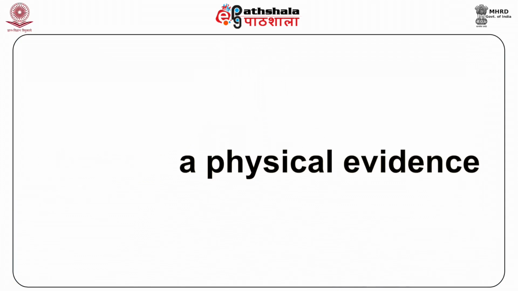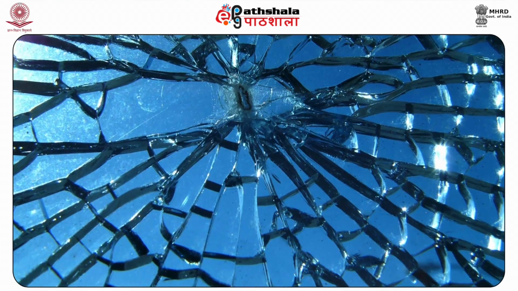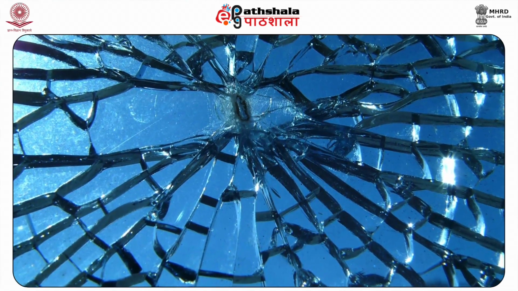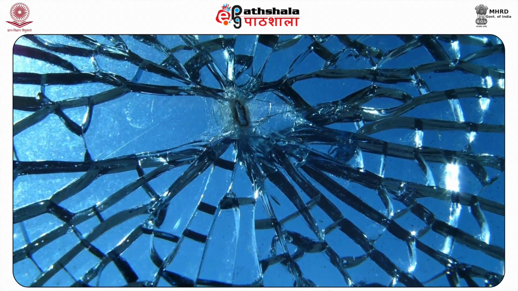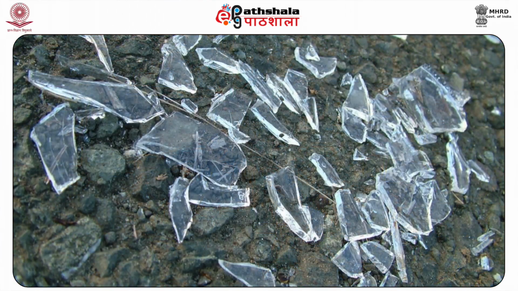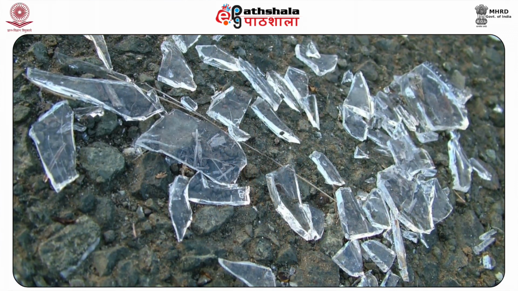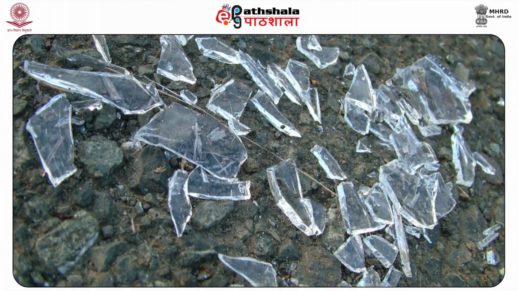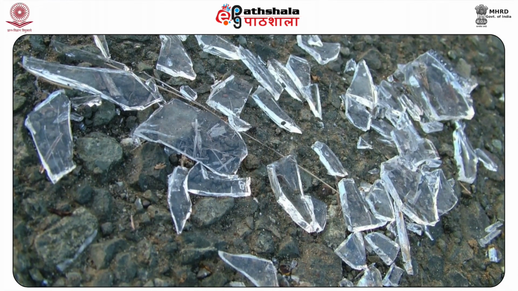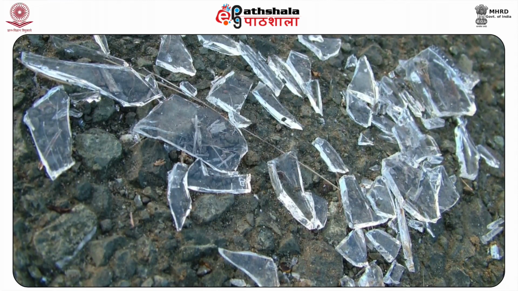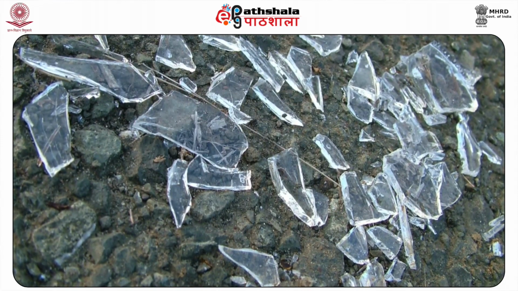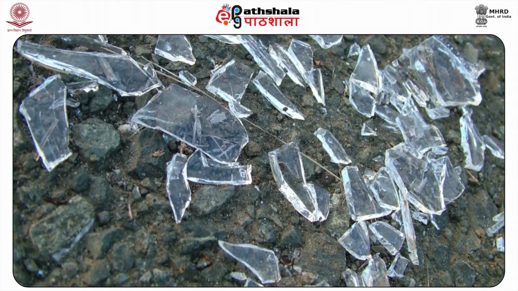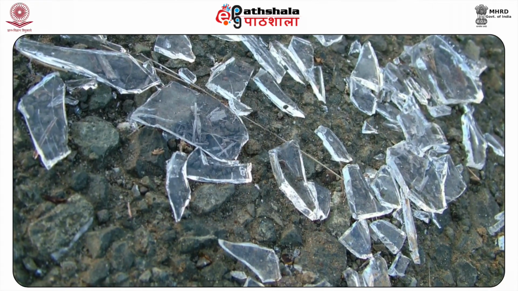Glass as a physical evidence. Glass is one of the more important types of physical evidence that is commonly overlooked. Glass is frequently encountered in burglaries and hit-and-run cases, and glass fragments may be found adhering to garments, shoe soles, or other property belonging to the suspects.